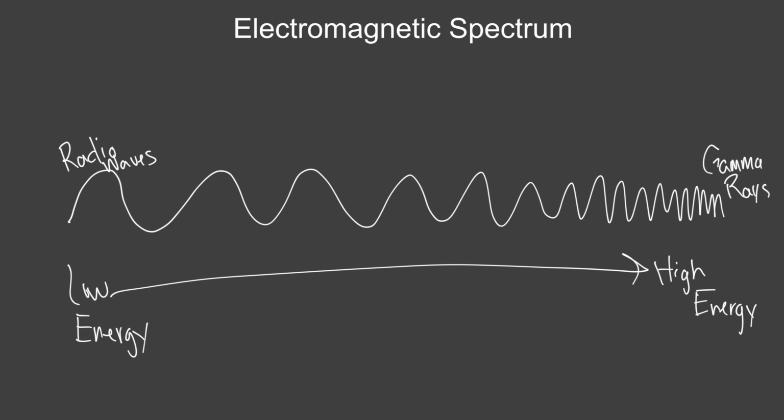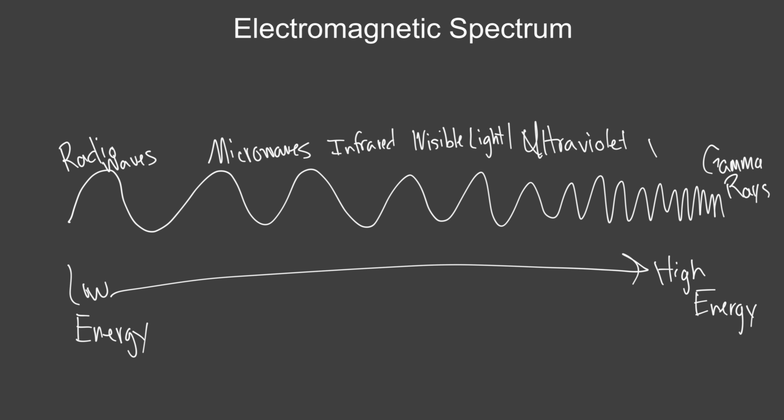As we work our way up, we would have radio waves, microwaves, infrared, visible light, which we're going to come back to in just a second, ultraviolet, X-ray, and then finally gamma rays is the highest energy. So again, going from left to right here is increasing energy.